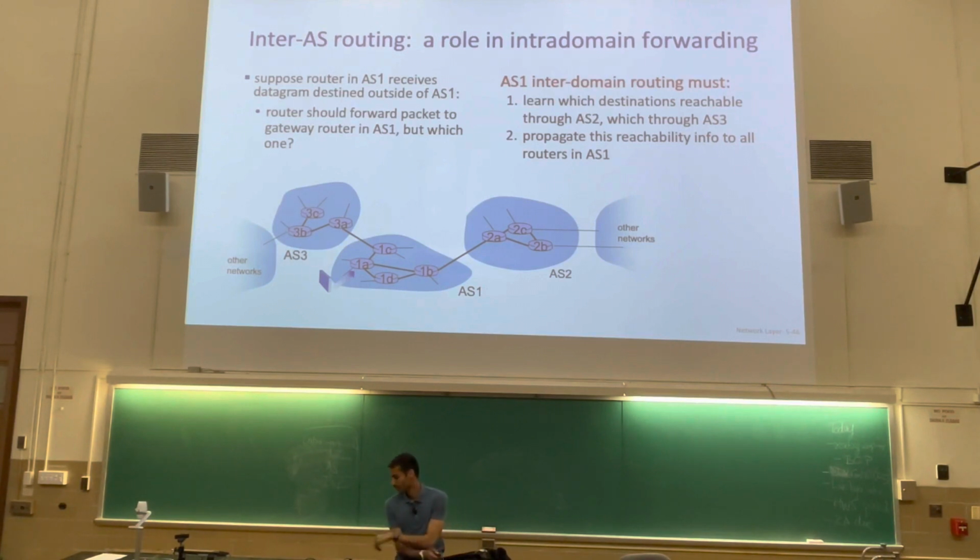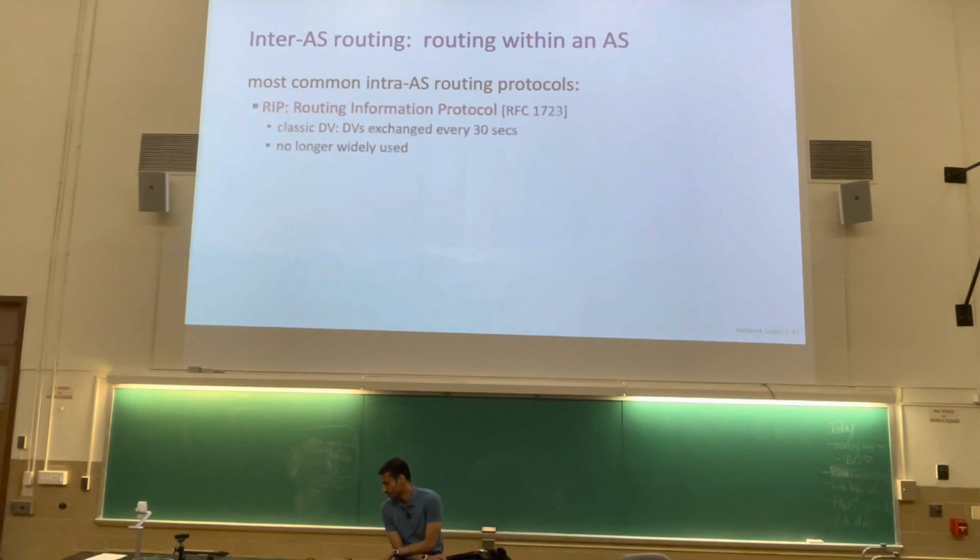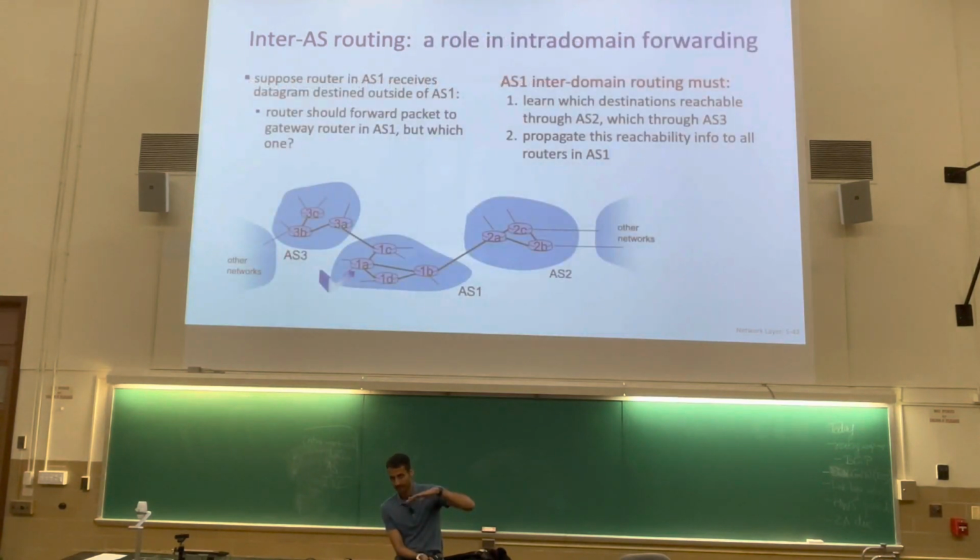All right, so that's how both of these tasks, gathering outside reachability information and internally propagating it, are both part of inter-AS routing. Okay. So what are the most common intra-AS routing protocols? We'll start with intra-AS routing. So this is the high-level overview of intra and inter-AS. We'll now look at examples of intra-AS routing protocols, like OSPF, RIP, and so on, and then we'll look at BGP. There's only one inter-AS routing protocol, okay? So there's no variety at the inter-AS level, unlike the intra-AS level.